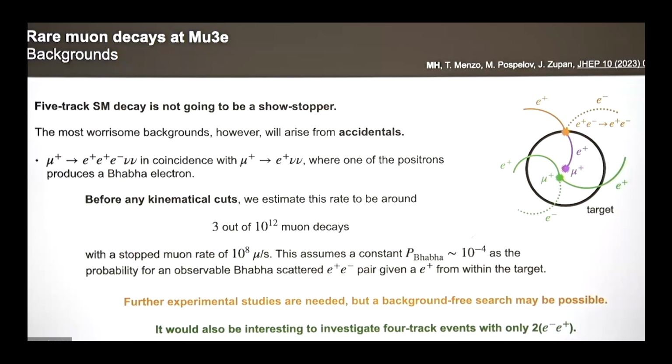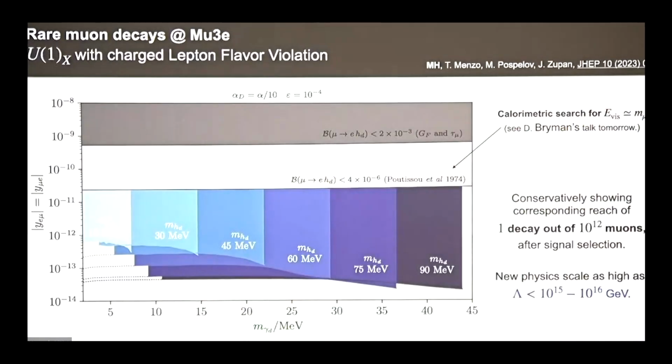So clearly more studies are needed, but a background-free search here doesn't look completely hopeless. And it would also be interesting to think about implications for a 4-track channel where you require 2 electrons.